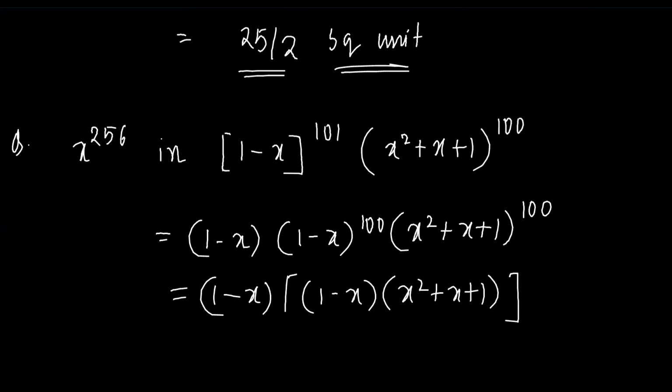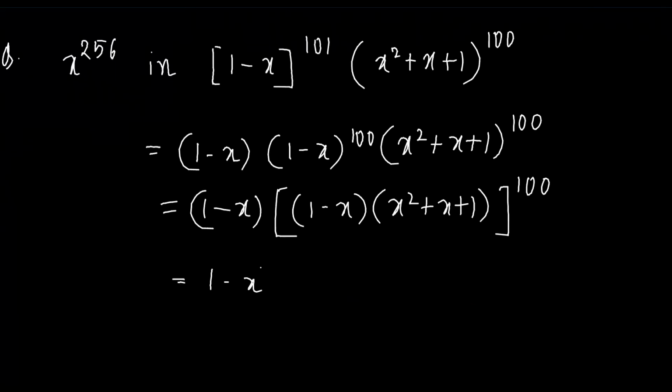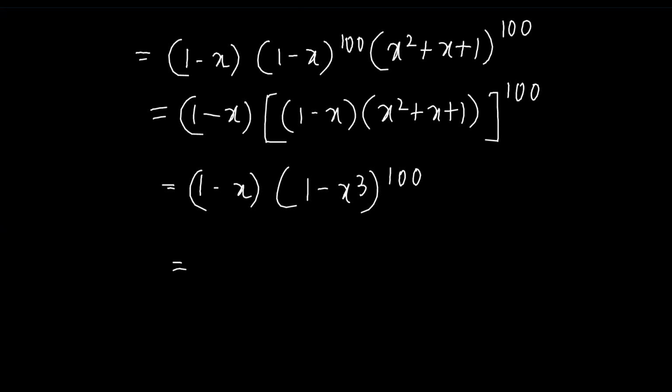Okay, now this is actually what? This is the formula of 1 minus x into x square plus x plus 1. This is the a cube minus b cube formula. So I can write this one as 1 minus x cube whole to the power 100. Okay, now if we multiply this one with 1 minus x, it is 1 minus x cube whole to the power 100 minus x into 1 minus x cube whole to the power 100.